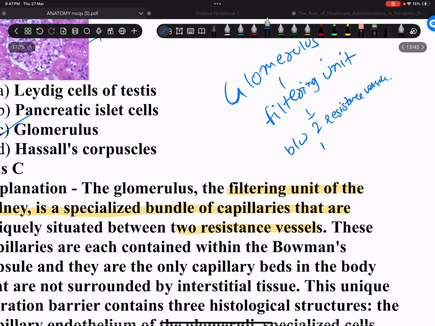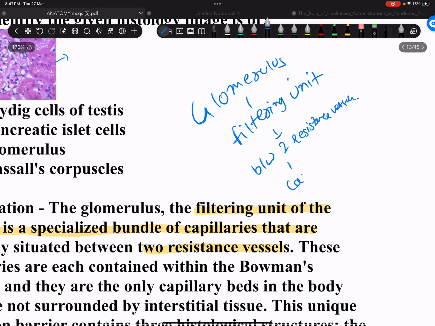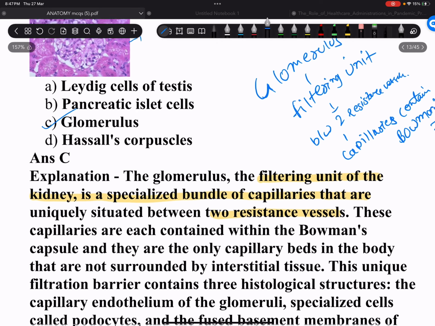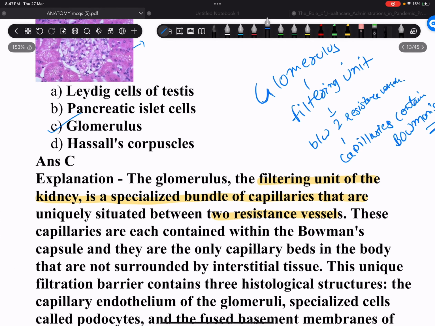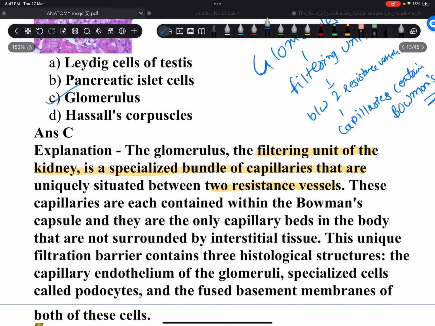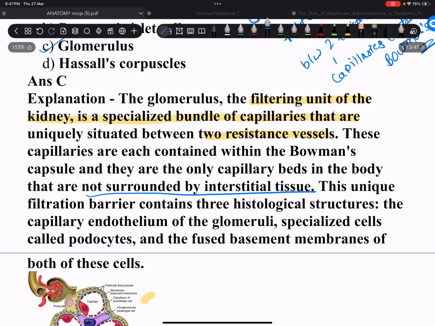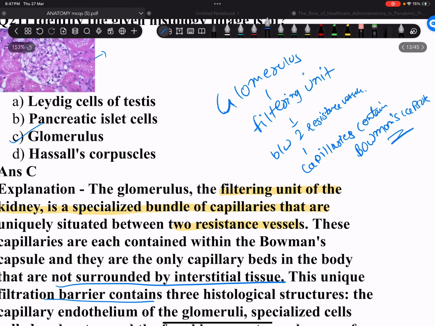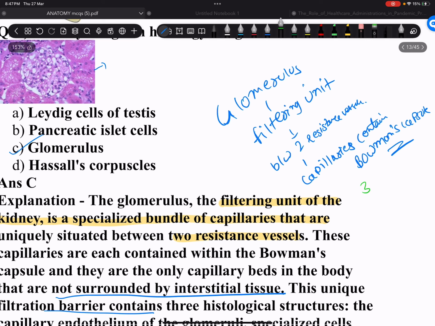These capillaries are contained within the Bowman's capsule. They are the only capillary beds in the body that are not surrounded by interstitial tissue. This unique filtration barrier contains three histological structures.